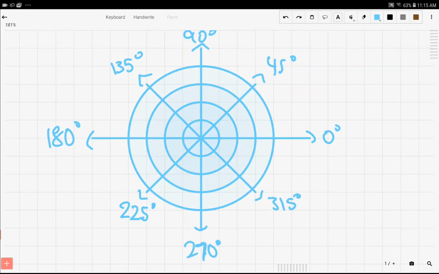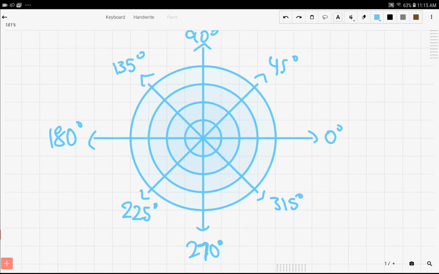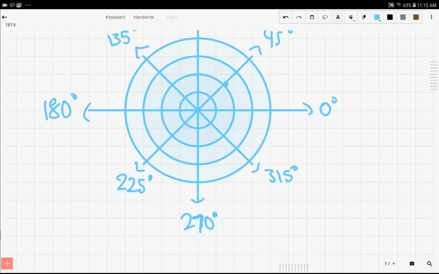Okay, so right here we have a typical polar coordinate graph, and as we can see, we have lots of circles, and each of them gets bigger with a radius of 1. So let's see how we express a point in the polar graph. So let's say we have a point right here. How would we express that point?